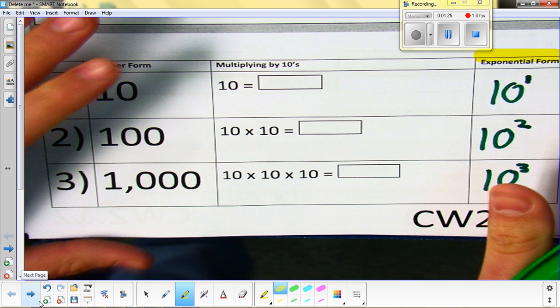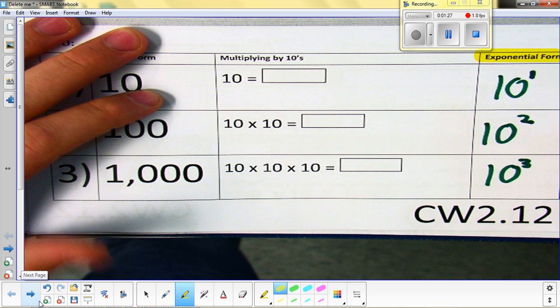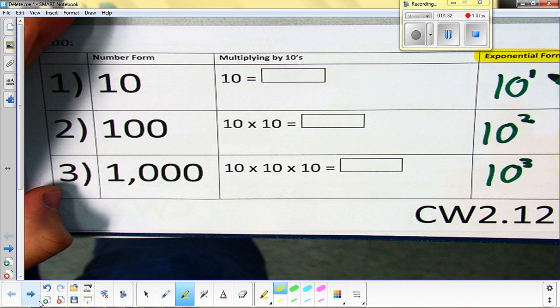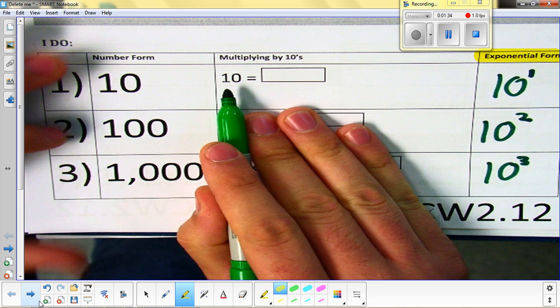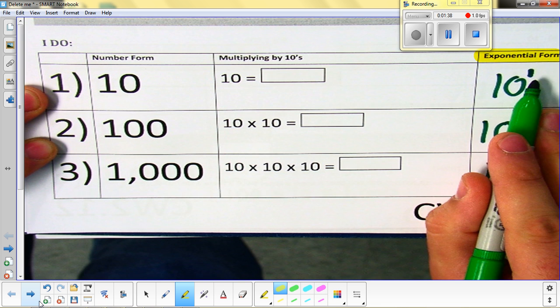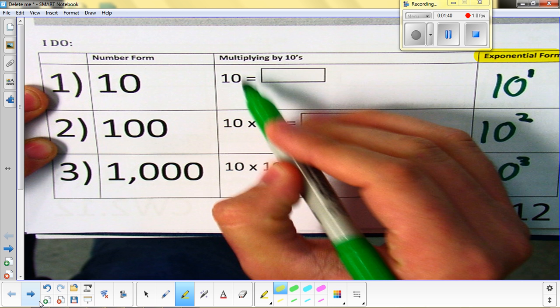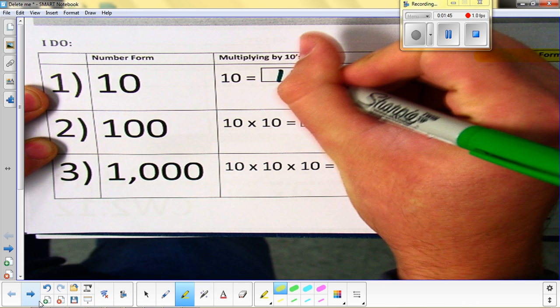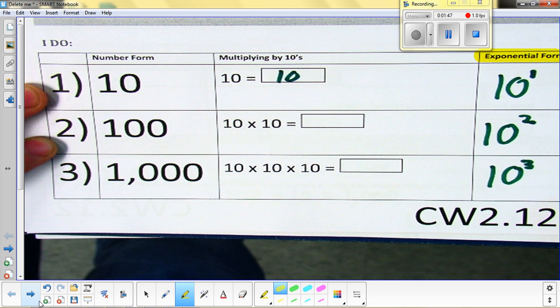Now, what does it mean to be 10 to the first power, 10 to the second power, 10 to the third power? Well, it just means that we're multiplying 10 one time. So here you see no multiplication because I just wrote 10 one time. And 10 is equal to 10. No problem.